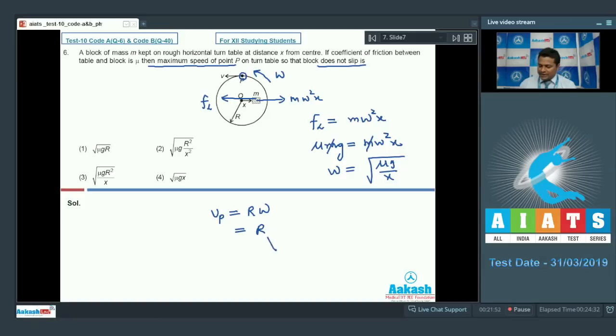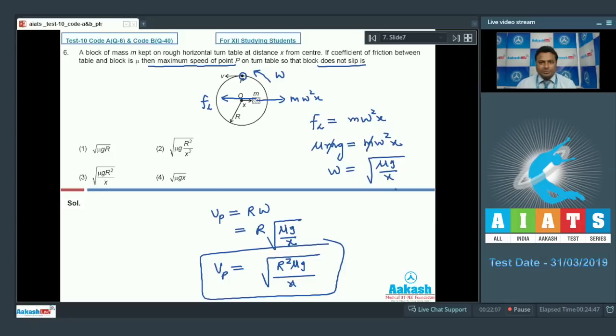R omega, we have calculated omega as root of mu g divided by x. Let's take this r into the under root. We get r square mu g divided by x. So this will be the speed of point P, and after looking at the options we can say that option number 3 is absolutely correct. So therefore we will go with option number 3.